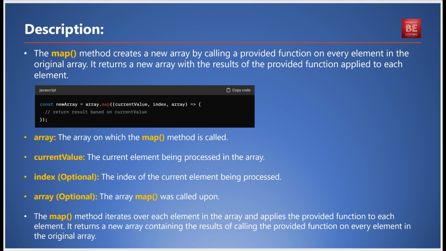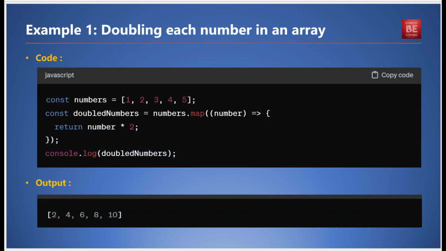Here's the syntax. The map method is called on an array, and it takes a function as its argument. This function can have up to 3 parameters: the current value, which is the current element being processed in the array, the index, which is the index of the current element being processed, and the array itself, which is the array the map method was called upon. Now, let's see how this works in practice with some examples.